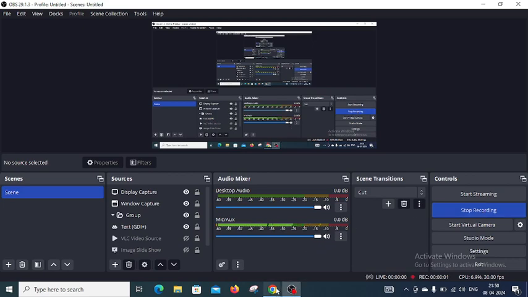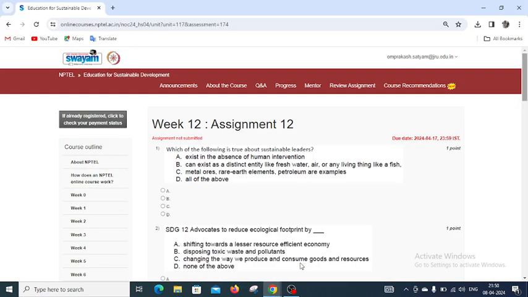Good afternoon, students. Today we are going to discuss week 12, assignment 12 of Education for Sustainable Development. And this will be the last assignment for Education for Sustainable Development.